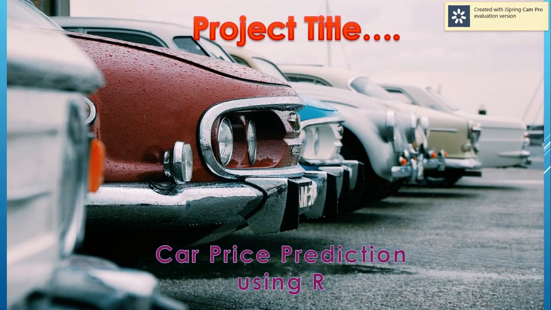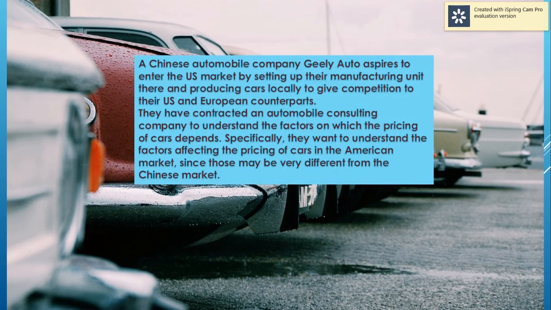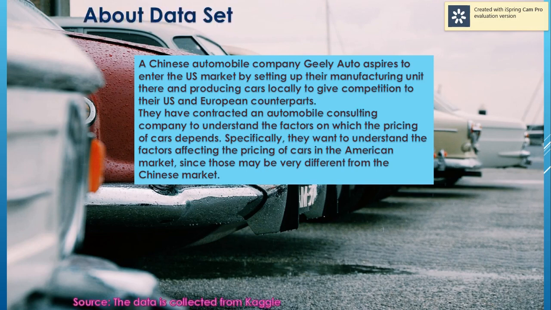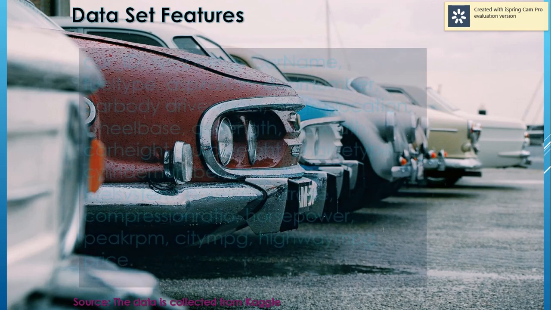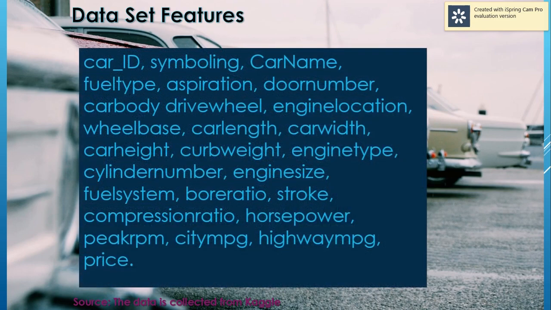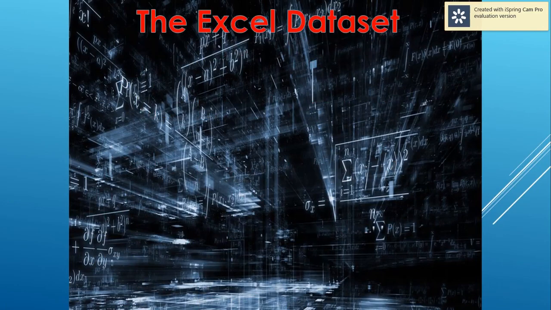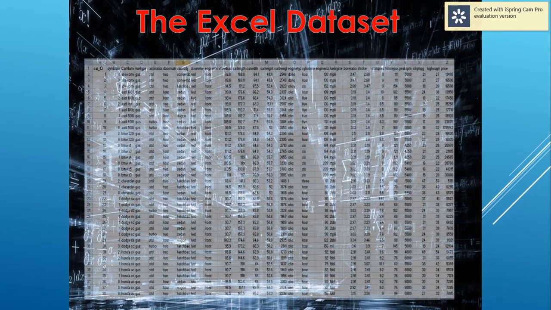Project title: Car Price Prediction Using R. A Chinese automobile company, Geely Auto, had collected the data. We got the data from kaggle.com. The data set contains columns, namely car ID, symboling, car name, and so on. Of them, the last one, that is the price, is our dependent variable and also known as regressor. The Excel dataset looks something like this.